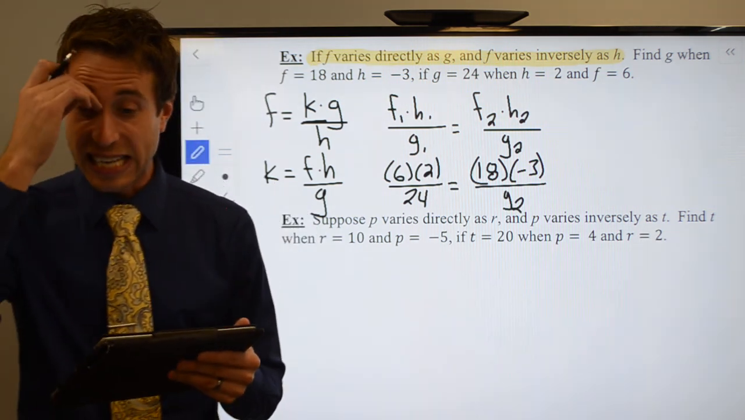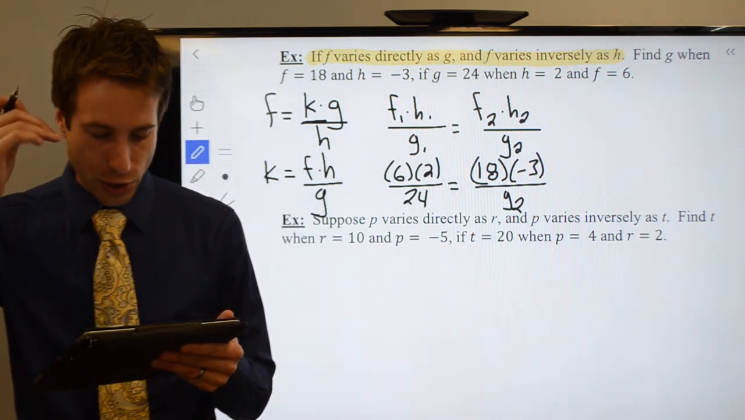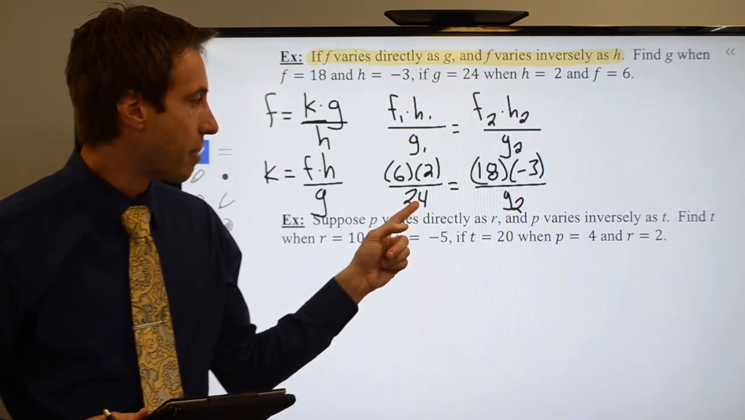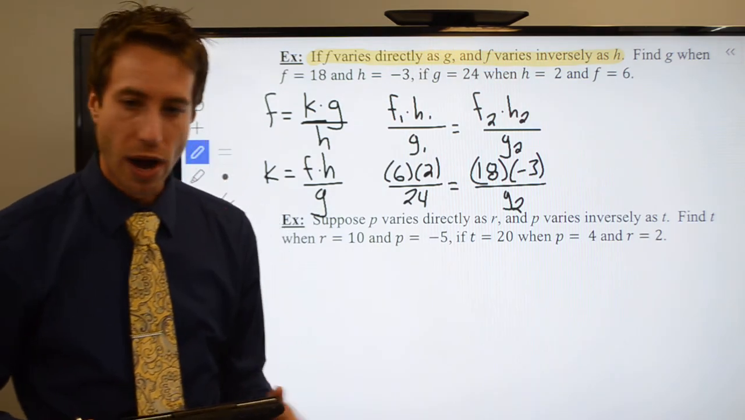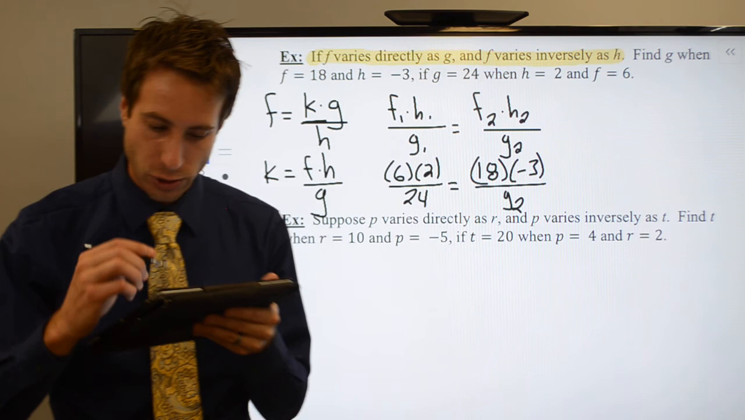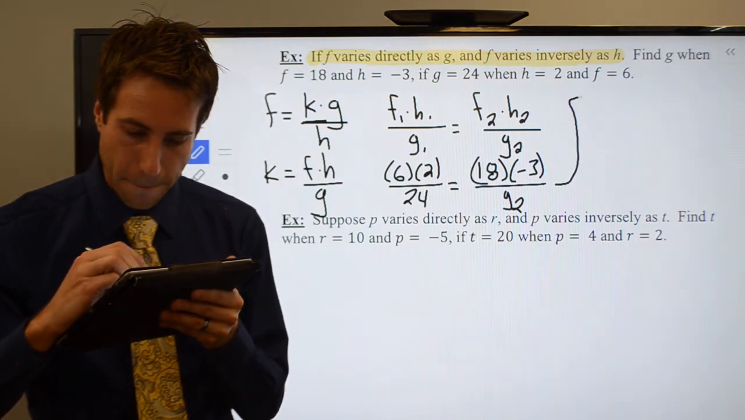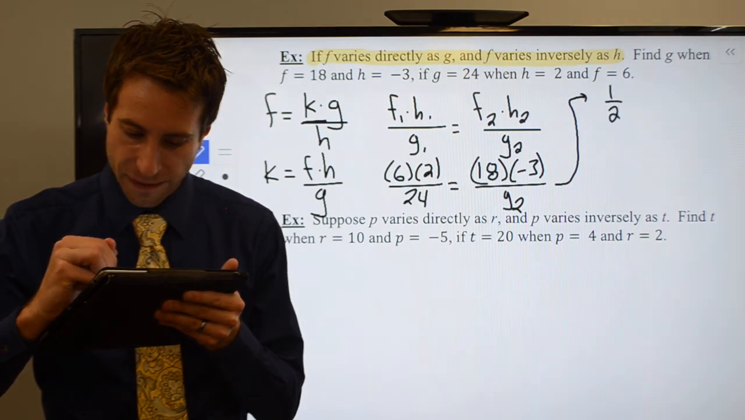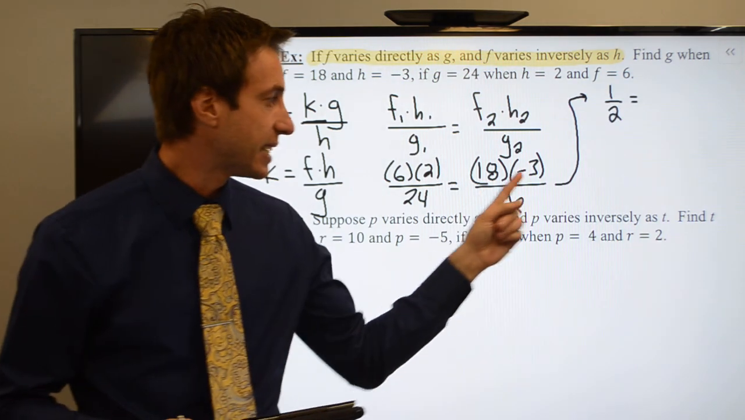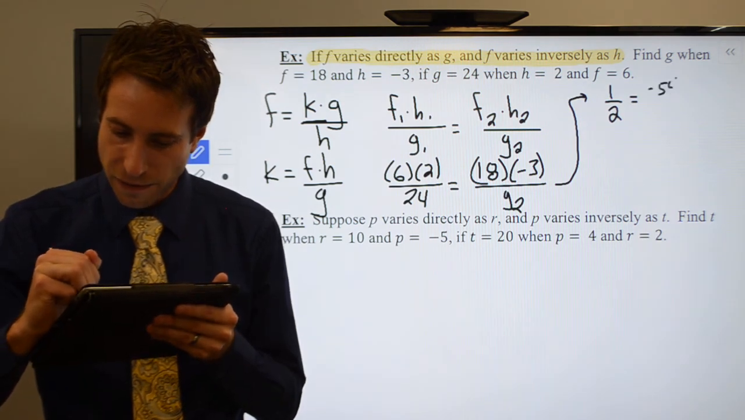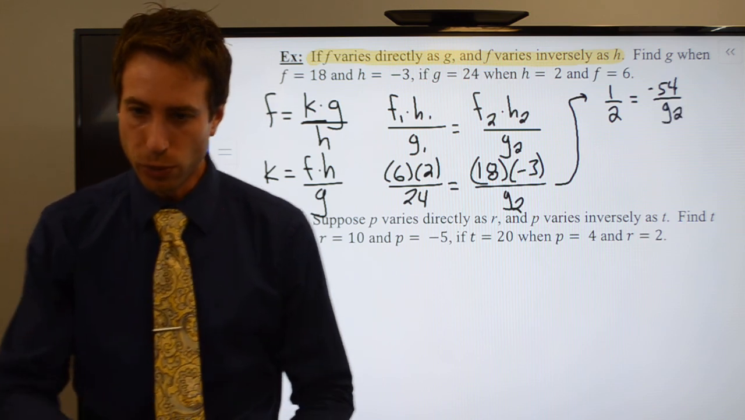Okay, so here's what I did. Let's see, I wound up doing 6 times 2, which is 12. 12 divided by 24 should be 1/2. I think I did 18 times -3, so -54. So here's what I wind up with. I know that 12 divided by 24 comes out to be 1/2. That's all equal. 18 times the -3 is the -54, so -54 over G2.